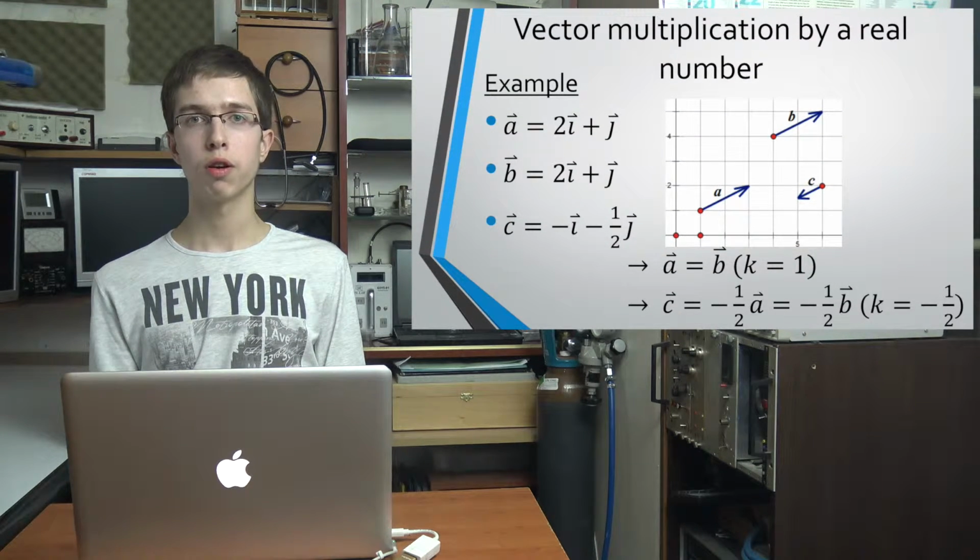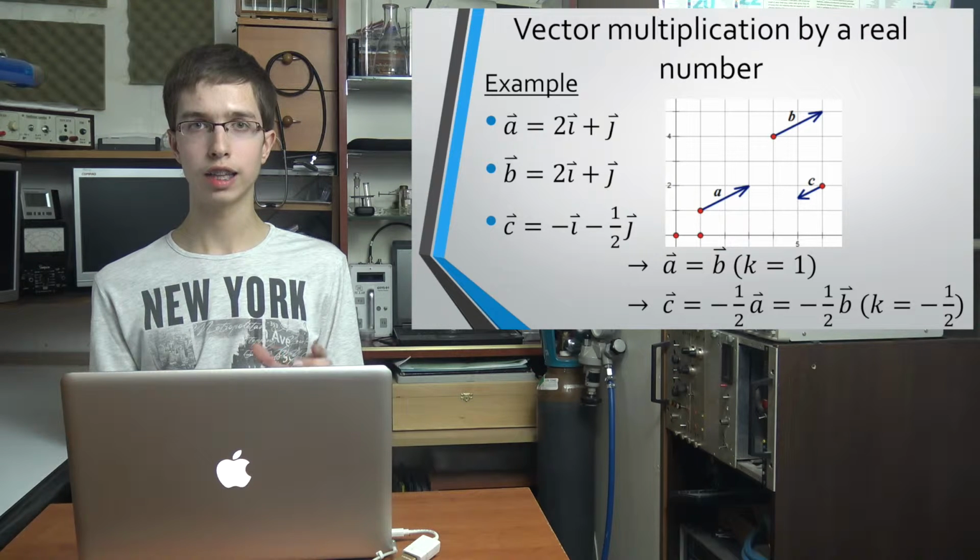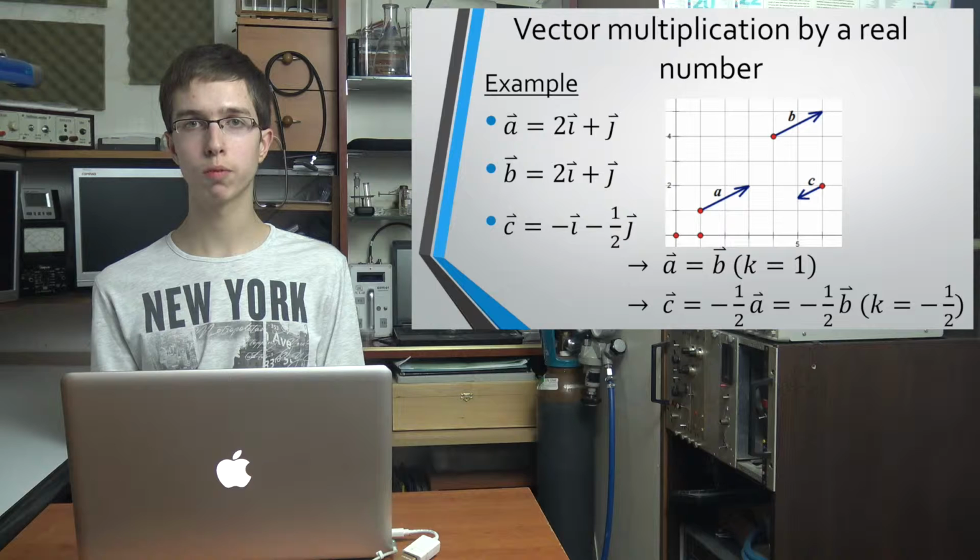Here we have an example of three vectors where a and b are equal vectors, and c is minus 1/2 of a, also minus 1/2 of b, so k, which is the real number we multiplied by, is equal to minus 1/2.